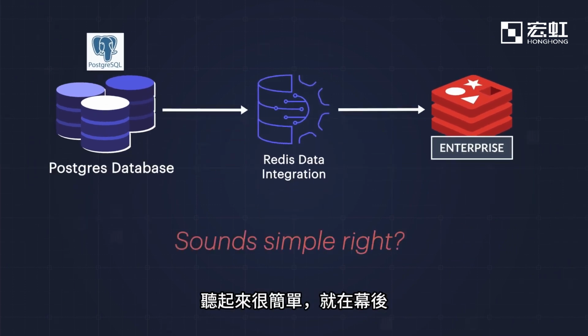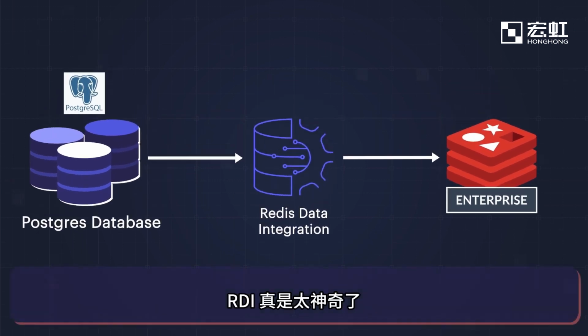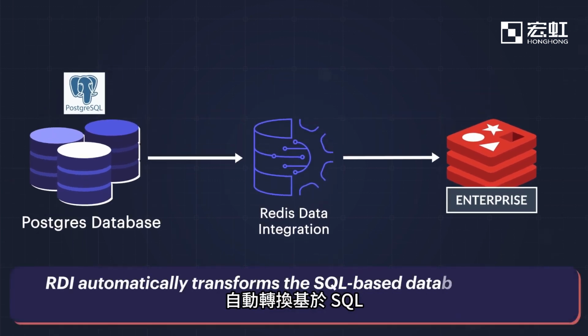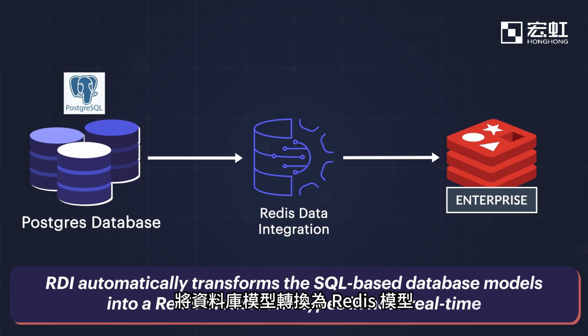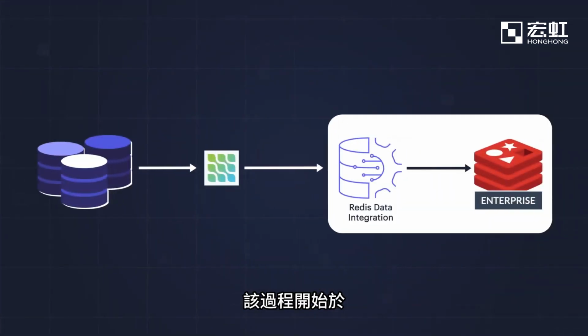Sounds simple, right? Well, under the hood, it's pretty amazing that RDI automatically transforms the SQL-based database models into Redis models and types in near real time. The process is kicked off with Debezium, an open source change data capture tool, reading an initial snapshot. And then Debezium reads the change log of the source database, making sure it continues to send live updates.